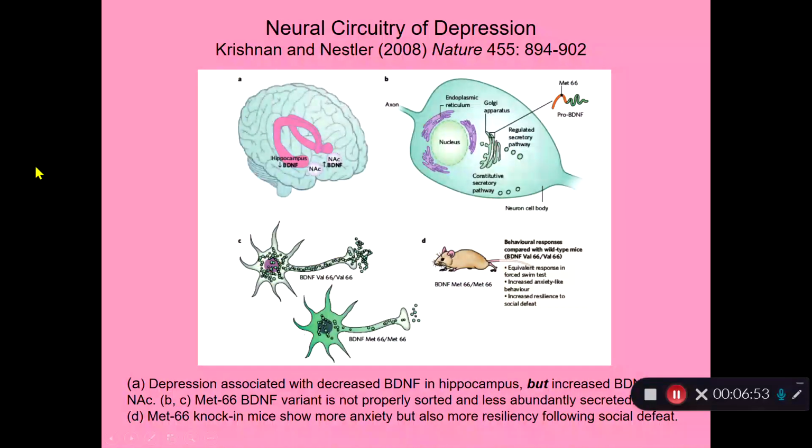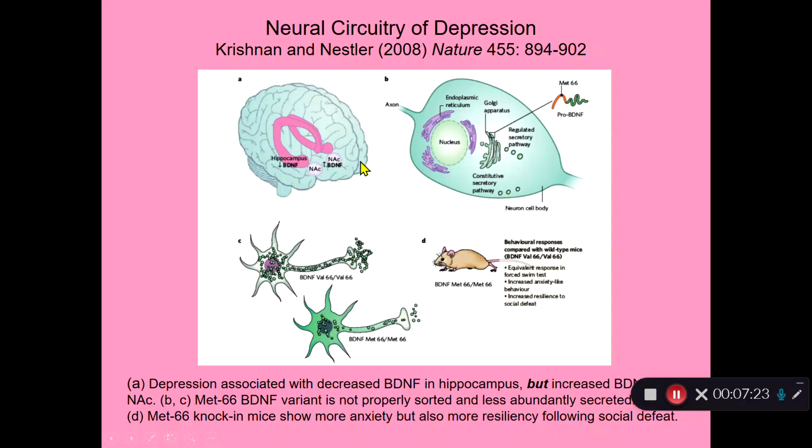So what we're finding in depression is that BDNF goes down in the hippocampus, but it goes up in the nucleus accumbens. Already this is complicating the theory that BDNF or decrease in BDNF is the cause of depression. To get more insight into this, experimentalists developed genetically engineered mice. These mice had a mutation in the gene for BDNF, and it produced a mutated BDNF protein.